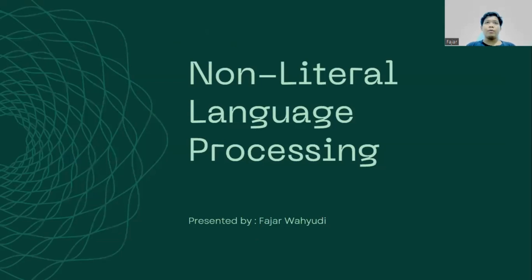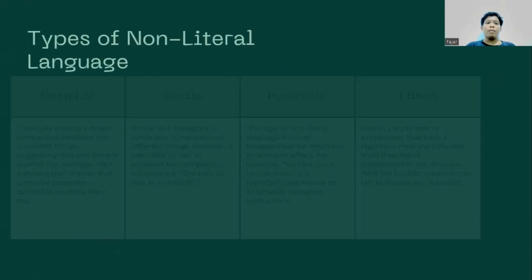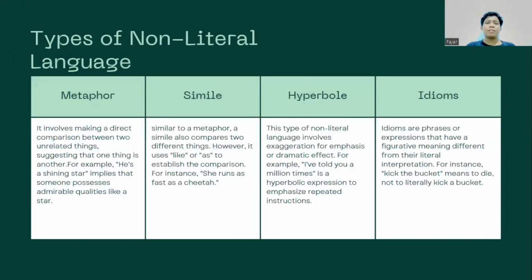My name is Fajar Wahyudi, and today I will give an explanation about non-literal language processing. But before that, I will give you the types of non-literal language. The first is metaphor, which involves making a direct comparison between two unrelated things, suggesting that one thing is another. For example, "he's a shining star" implies that someone possesses admirable qualities like a star.